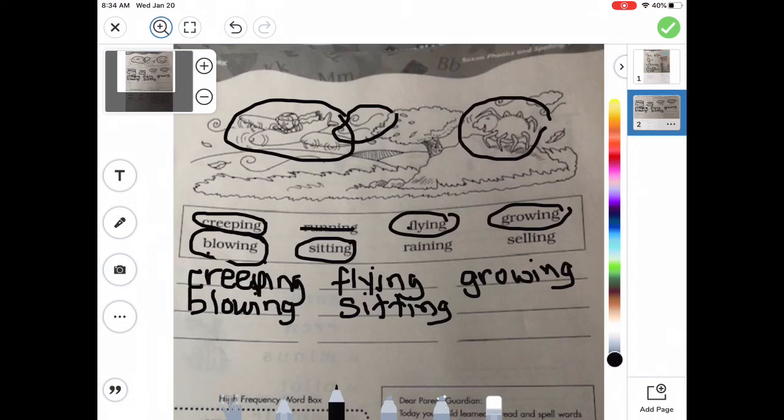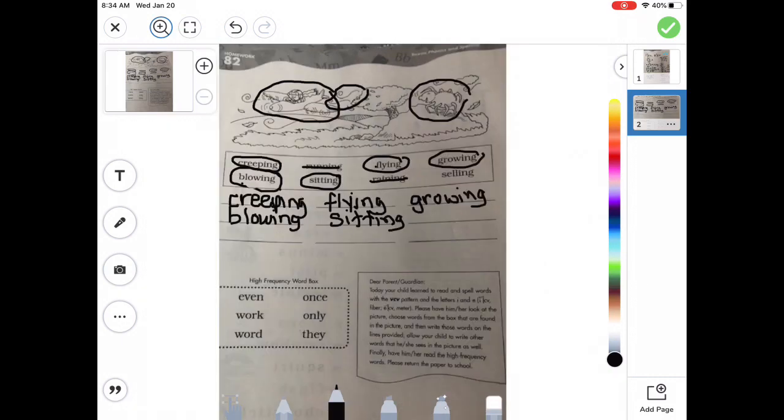What about this one? Oh, it's got the AI, so raining, raining. Is it raining? No. Sailing, sailing. Is anybody sailing anything? No. So those are the words that we found, some verbs that we could say that describe this picture. Creeping, we got our spider that's creeping. Flying, the pilot's flying. Growing, we could say the tree is growing. Blowing, the wind is blowing. And then the pilot is sitting in the plane too.